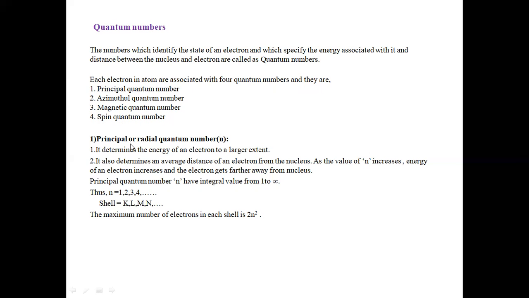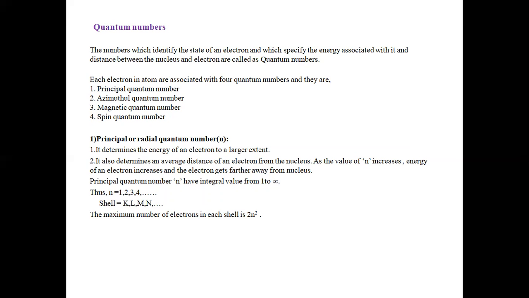First one is the principal, also called the radial quantum number, and it is denoted by the letter n. It determines the energy of an electron to a large extent. Using the principal quantum number, we can determine the energy of the electron. And it also determines the average distance of an electron from the nucleus. We know that the electron will be moving around the nucleus and outside the nucleus.